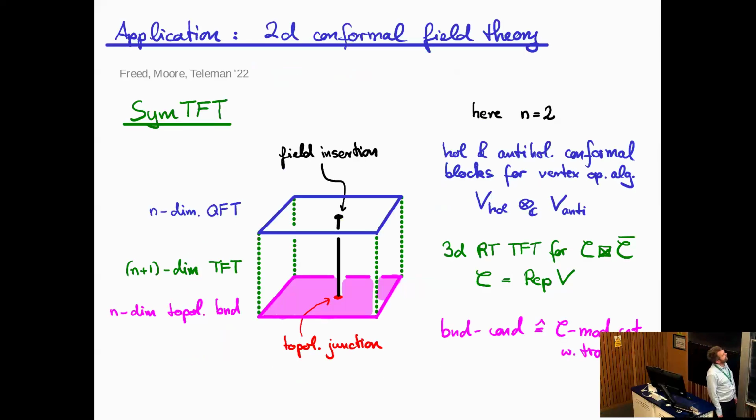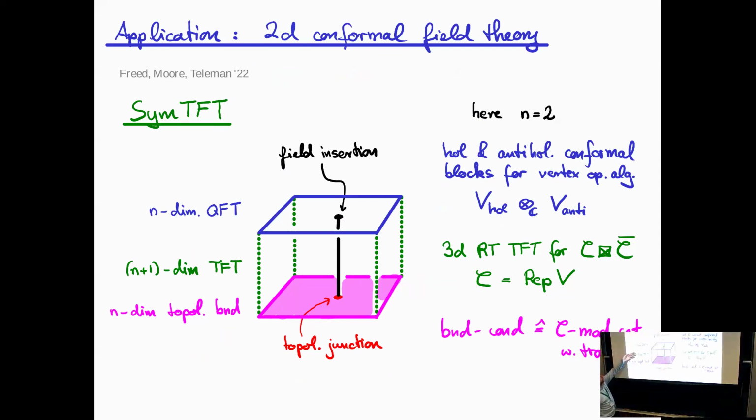Okay. Right, now I wanted to give some applications, two applications. One is in this symmetry TFT framework. So that's the idea that if you have an n-dimensional quantum field theory, you can model it by taking an n+1 dimensional topological field theory with one non-topological boundary condition and one topological boundary condition, so that as you move very close to the non-topological boundary, it becomes an n-dimensional fully local quantum field theory.